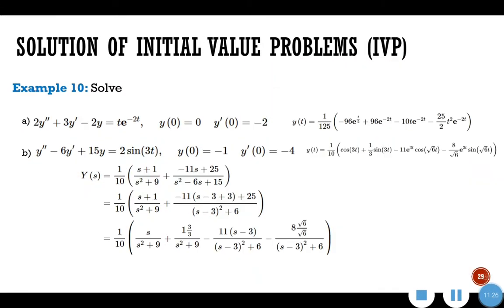Alright. For example 10, we have another 2 examples here. For 10A, I want you to solve on your own and submit this as your classwork submission for today. And for B, part of the solution is already here. Again, for B, I show partly for you, and the rest you try to work out on your own. Okay, let's have a look.